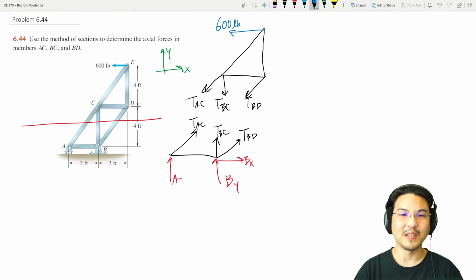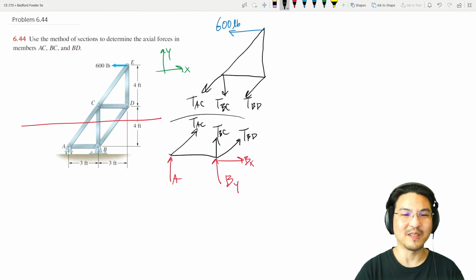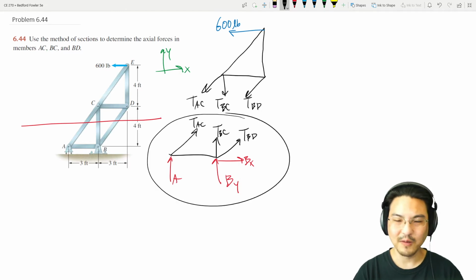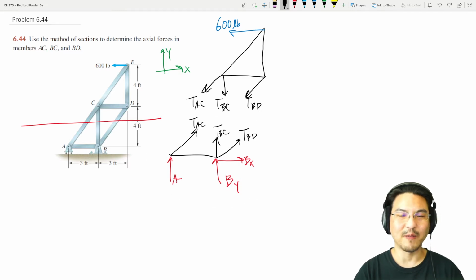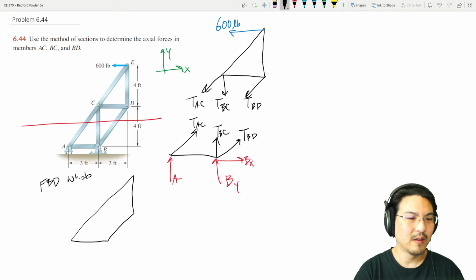Given the choice between the top section or the bottom section, there's no wrong choice. But if you pick the bottom section, there are 6 unknowns, and you could only write 3 equations for 6 unknowns. To get the other 3 equations, you would need to draw the free body diagram of the entire structure, the whole thing.